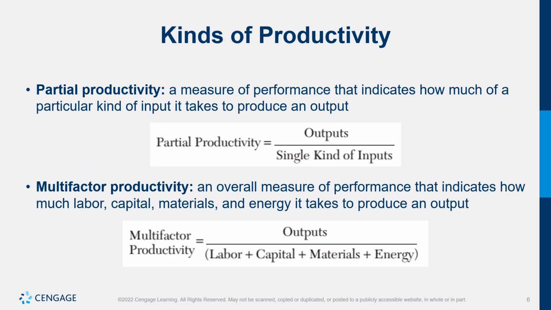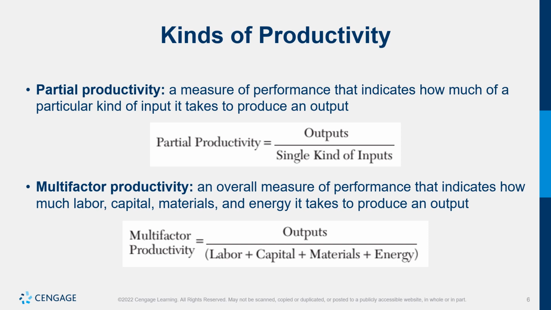Partial productivity indicates how much of a particular kind of input it takes to produce an output. Partial productivity equals outputs divided by a single kind of input. Partial productivity assesses how efficiently companies use only one input, such as labor, when creating outputs.